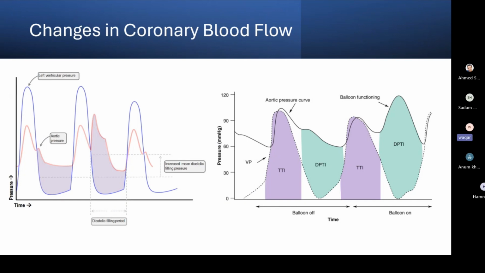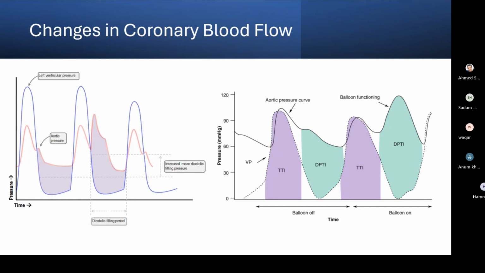Exactly right. If this curve is at its peak like that, it will be dangerous for the heart. But when the balloon deflates, this curve comes down. At that point the heart ejects more easily, so that decreases the afterload for the heart. Yes, you're right. Correct.